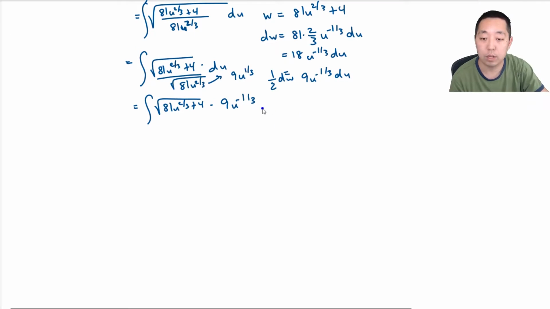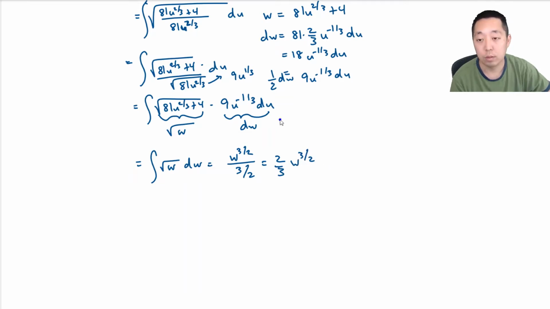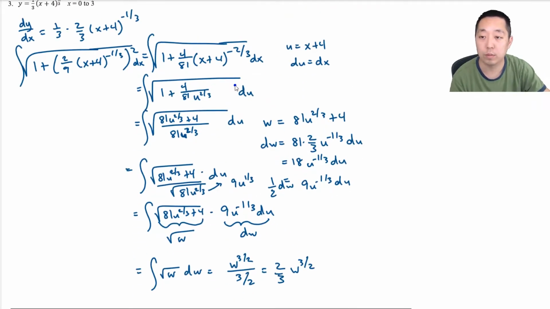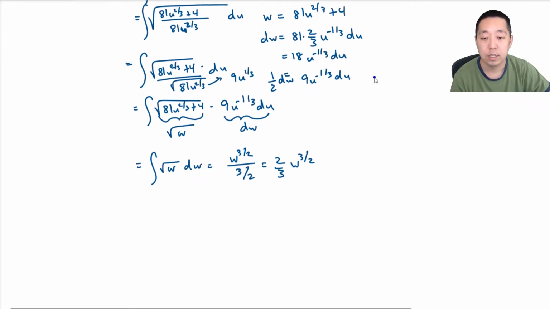Okay, and so I can replace all of this with dw, and this part here is the square root of w. So then we're integrating the square root of w dw, and that's w to the 1/2, so add 1, w to the 3/2 over 3/2, which is 2/3 w to the 3/2. Now we have to do the bounds of the integral. x was 0 to 3, so that means u of 0 was 4. The u went from 4 to 7, right?